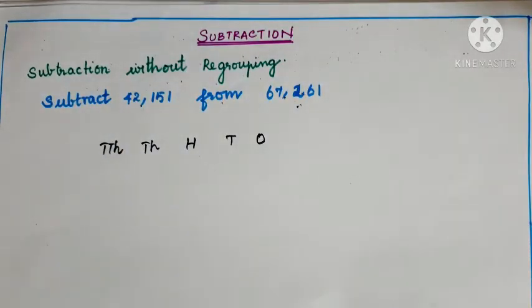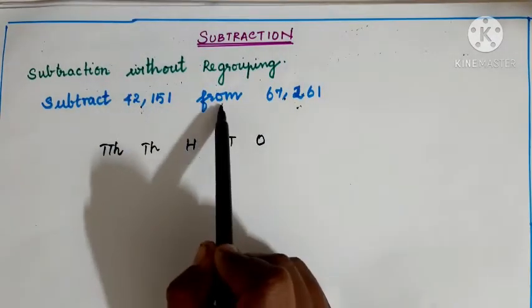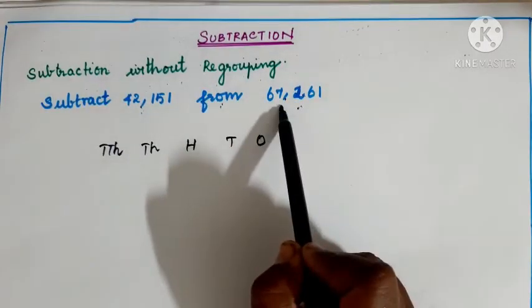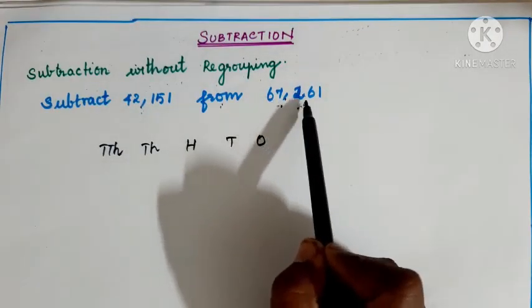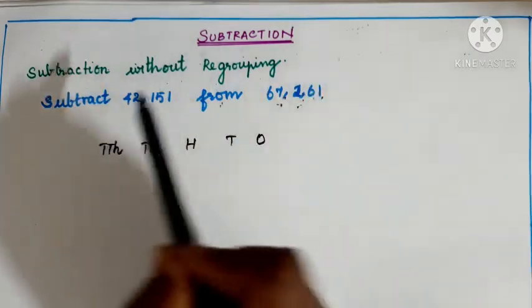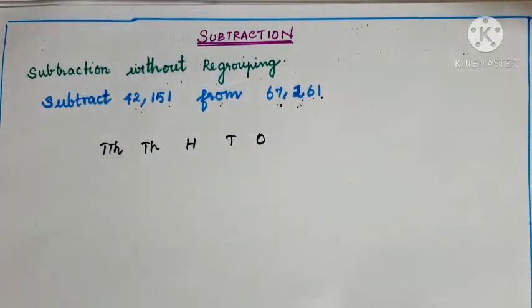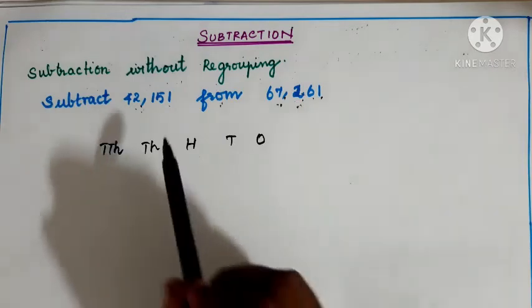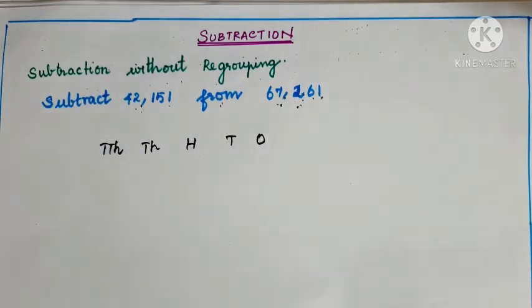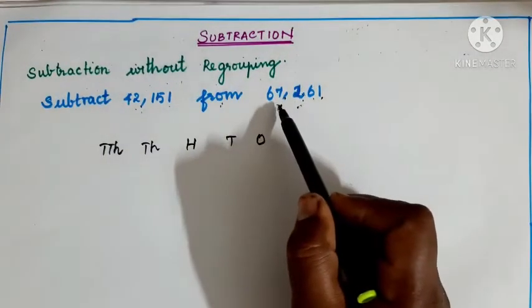Can you see? Yes. This is the number. Here "from" is given, and this is the number. So from 67,261 you are going to subtract 42,151. Is it clear? Fine. So in addition, when you add in any way, it is correct. But in subtraction, it is not correct. So first you have to see which is the bigger number.